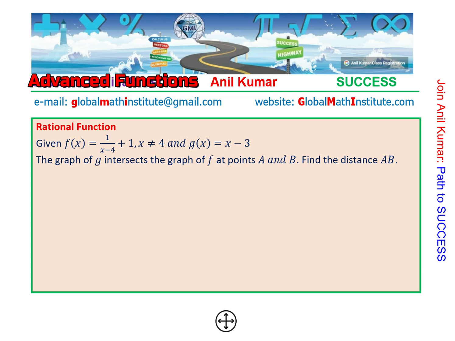Question number 8. It is based on rational functions. Given f of x equals 1 over x minus 4 plus 1, where x is not equal to 4, and g of x equals x minus 3. The graph of g intersects the graph of f at points a and b. Find the distance between a and b. Extremely important question from test point of view.